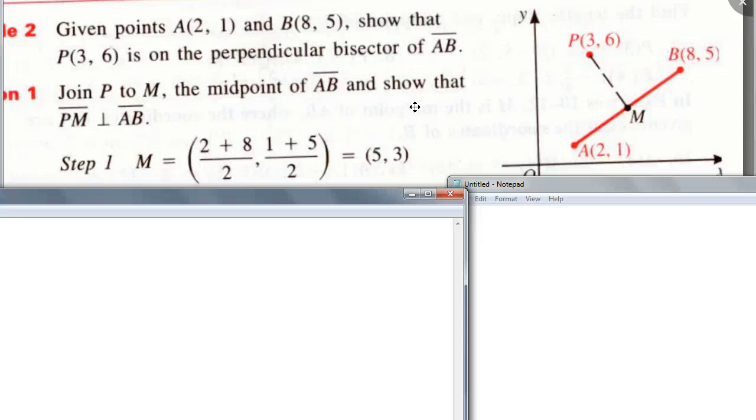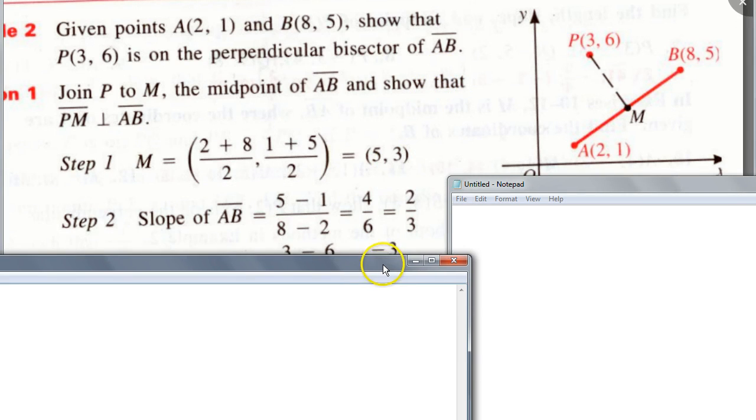Okay, so what do we do next? What's the slope of AB? Krista, what did your group come up with? 2 over 3. How many people agree with that? Okay, good. That's correct, 2/3.